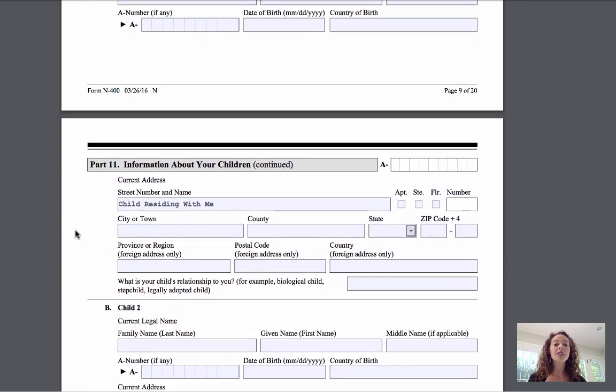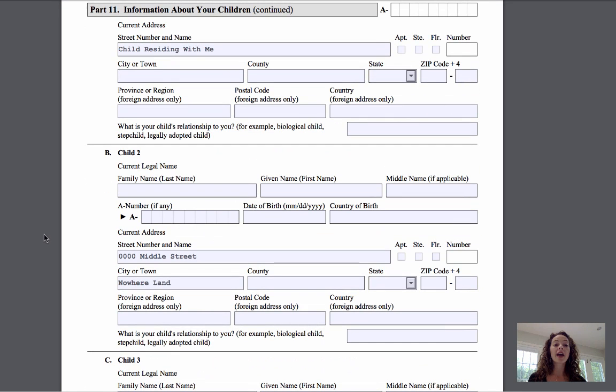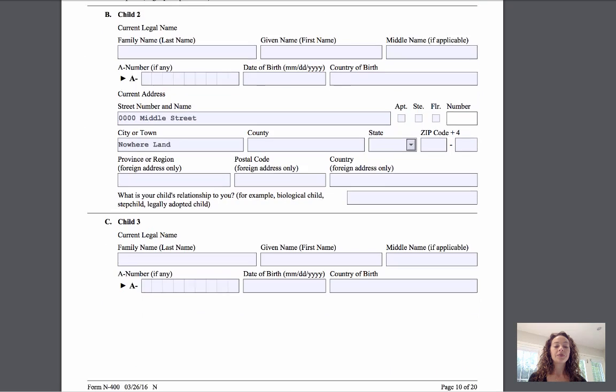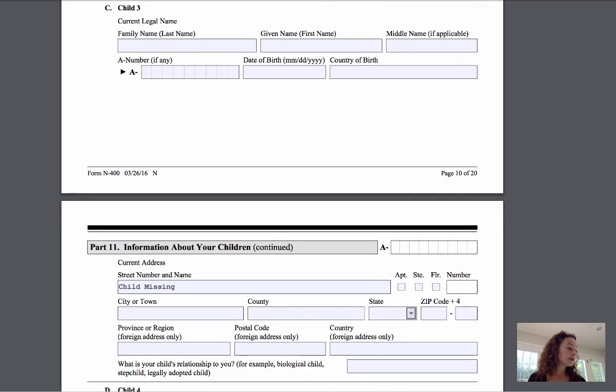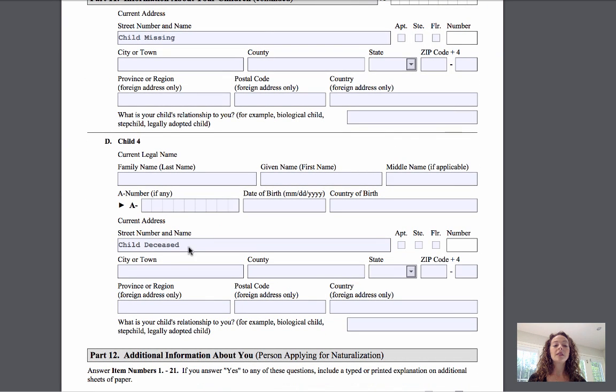If the child is residing with you, you can write right here in the current address, child residing with me, just like that. If the child is residing somewhere else, please put the full street number and name, the full address here. If your son or daughter is missing or deceased, please put child missing or child deceased in the address section.